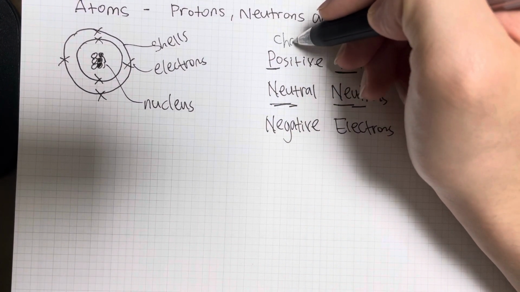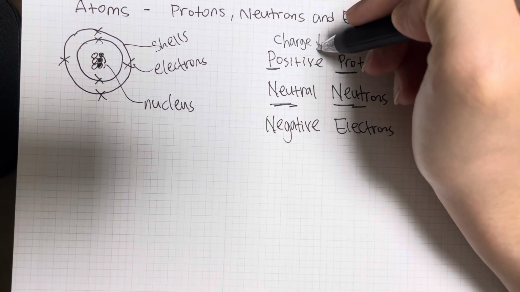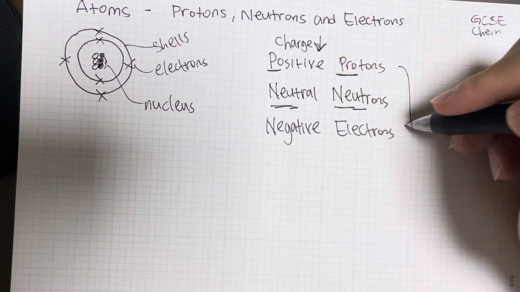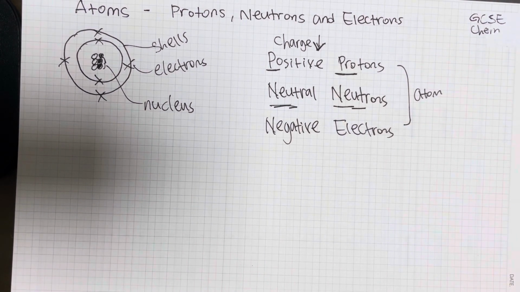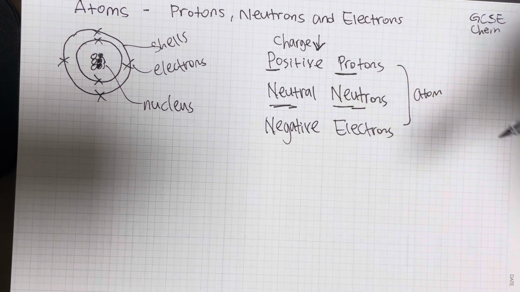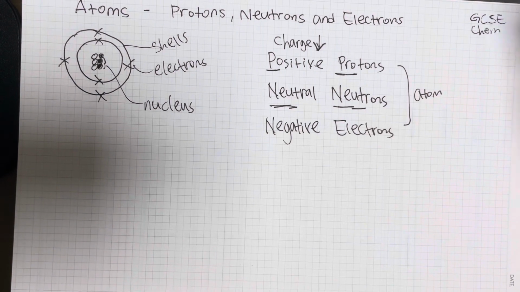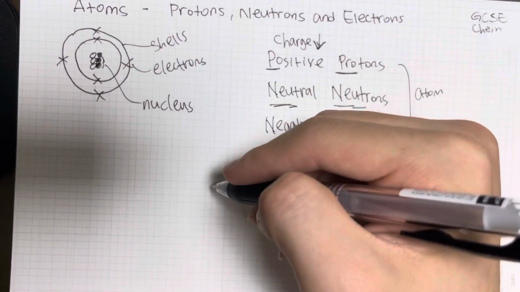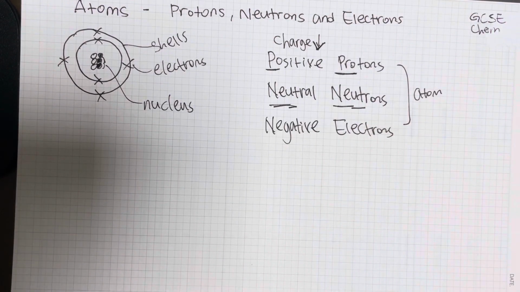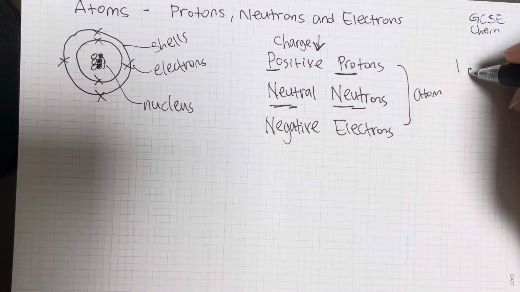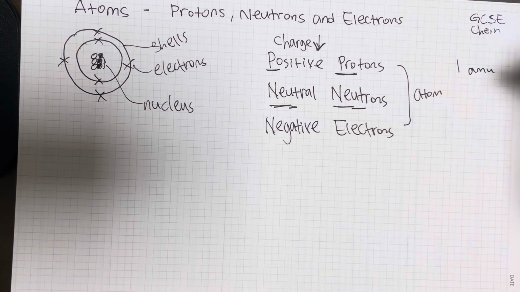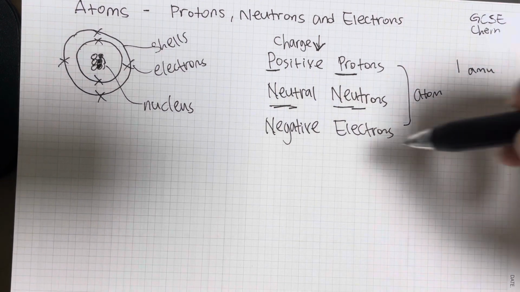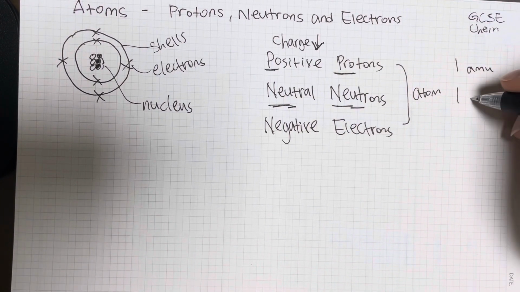So these are the charges of these particles, protons, neutrons, and electrons, which make up the atom. Now, there's more to these particles than just their charges. We also need to know about their masses. We call it the relative mass. The relative mass of these positive protons is 1 AMU. You don't really need to know the AMU, that's just the unit of measurement. So positive protons are 1. Neutral neutrons are also 1.